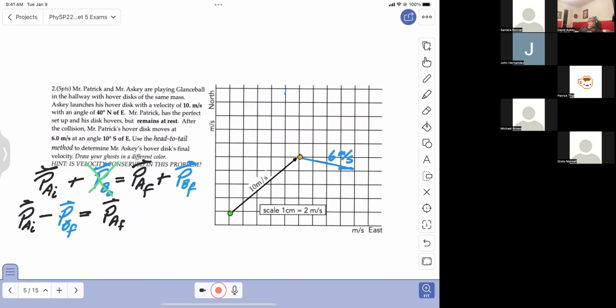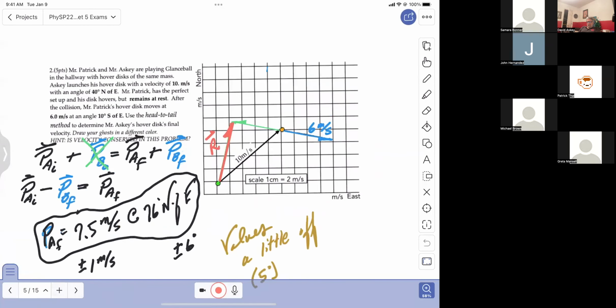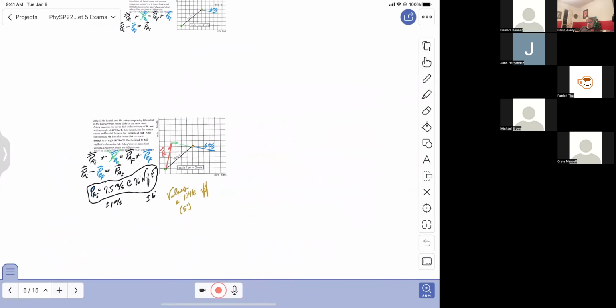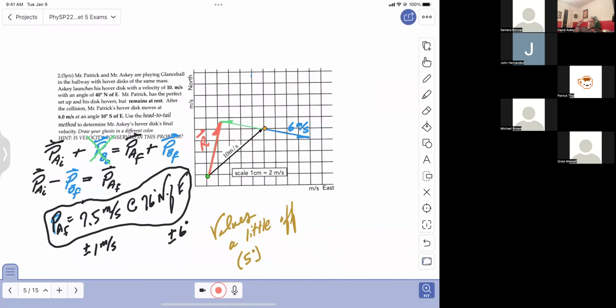Okay, good, keep going. Step number 3. Oh, I got a bunch of steps here. How did I just jump to all those steps? Sorry. We put a bunch of steps on there. So what I did was I put the ghosts on there. I have this ghost, and that is simply negative B, Mr. Patrick's disk, flipped because it says negative there. So that's the negative 6 meters a second. And then the resultant simply goes from the very beginning, where I start, to the very end, which is right here. And I'm still not done yet.